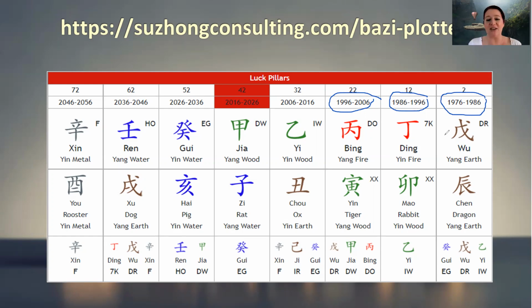And in this particular case, when we are analyzing it in terms of wealth, what is it that we need to do in this particular luck pillar to maximize our wealth potential? So when you see these luck pillars, the one that is highlighted in red is the one that you are currently in. So for this person, the current luck pillar goes from 2016 all the way to 2026. So this person has another 3 years in this particular luck pillar.